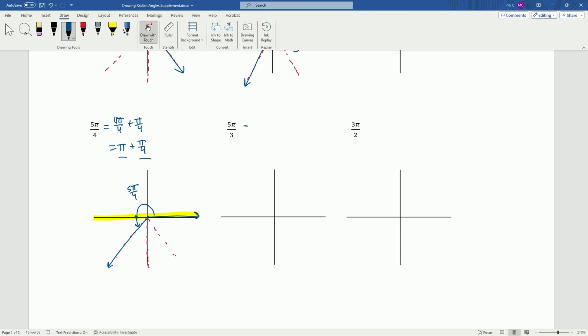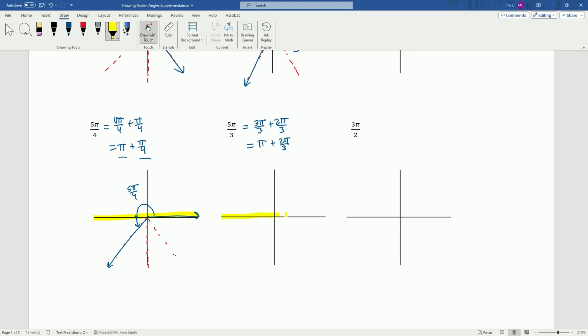So now let's do 5π/3. And we're going to think about this in the same way. I'm going to rewrite 5π/3 as 3π/3 plus 2π/3. Again, I just started by saying, what's the biggest number, less than or equal to 5, that's divisible by 3? And of course, that's 3. And 3 divided by 3 is 1, so this is pi plus 2π/3.